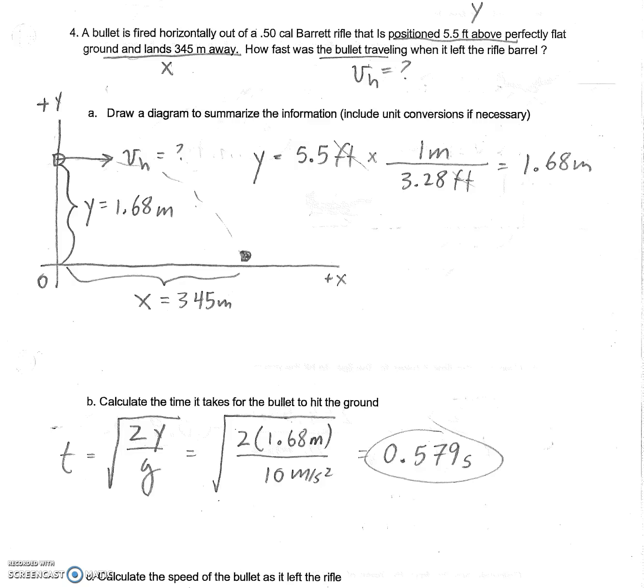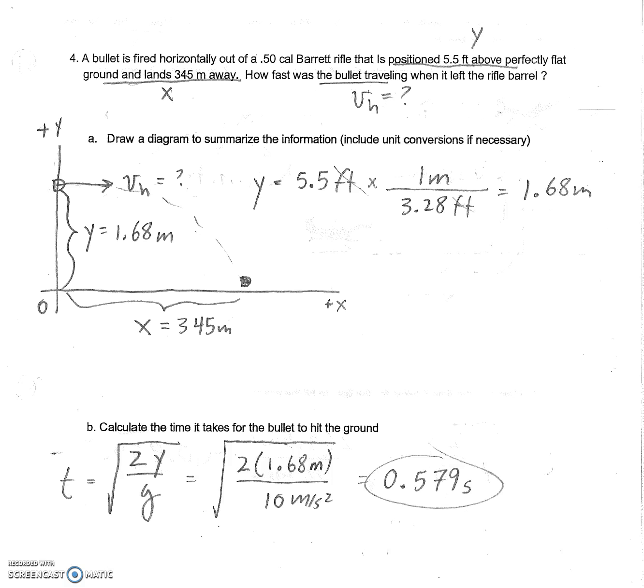If we look at number 4, we're going to take our vertical distance value of 5.5 feet and convert that to meters. So that's 1.68 meters, and we'll plug that into our diagram. Our vertical distance, or y, is 1.68 meters. Our horizontal distance, or x, is 345 meters, already in meters, so we don't have to convert it.